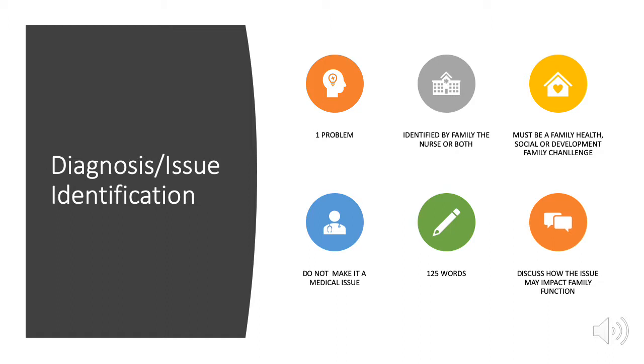We're also wanting you to make sure that the challenge has been identified by the family or the nurse or both. So who has identified that problem? Now the challenge or the issue must be a family health issue, it must be a social or a developmental family challenge. Okay, so it cannot be a medical issue. You will not get marks if you make it a medical issue. Now, it's around about 125 words.